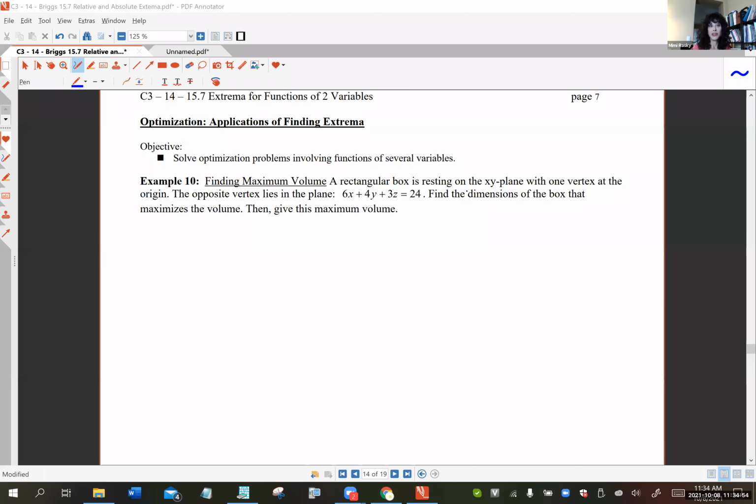Here we go. Another fabulous day here in Calculus 3, folks. We're going to do optimization. That means finding maxes and mins with word problems. So let's find a max volume. A rectangular box is resting on the XY plane with one vertex at the origin.